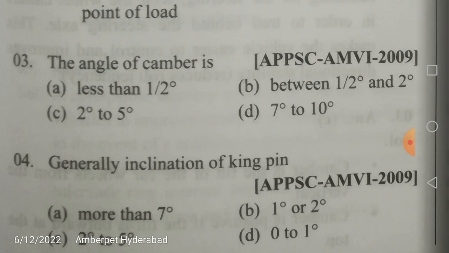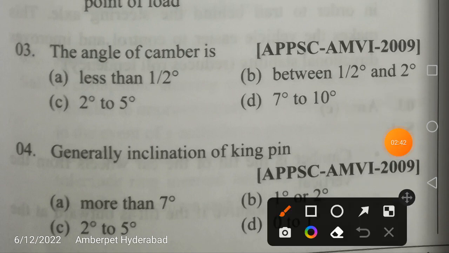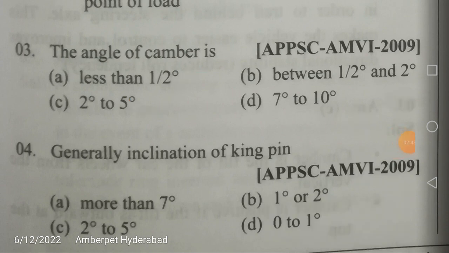Normally some angle database questions are asked in your previous examinations. So for these database based questions, please remember these values: caster, camber, toe in, toe out, etc. The angle of camber, how much should it be? Less than half degree, or between half and 2 degrees, or 2 to 5 degrees, or 7 to 10 degrees? It must be kept between 2 to 5 degrees.